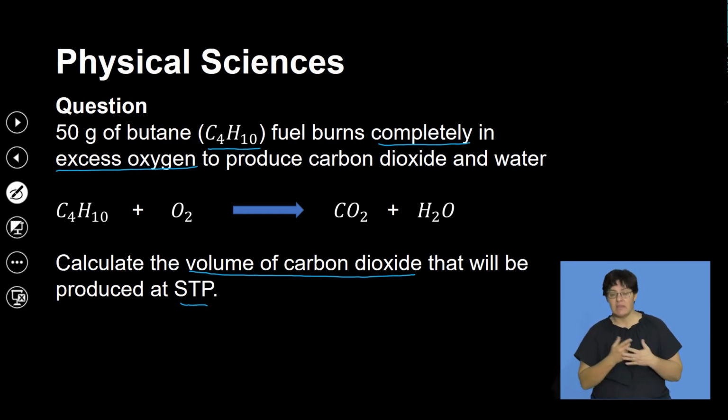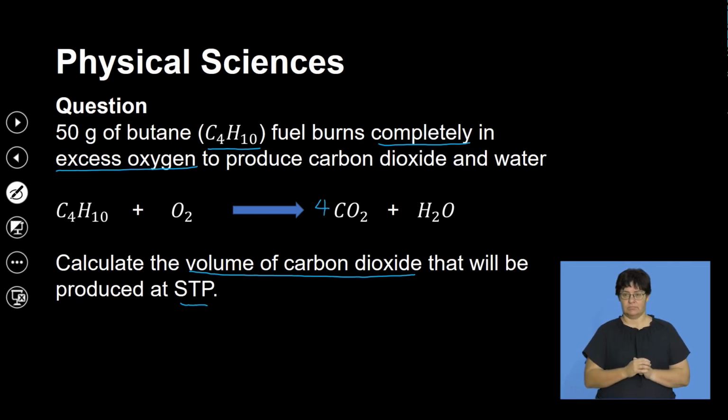Okay, let's check carbon. Carbon is 4 on the left, 1 on the right, so we need to do something. I'll be tempted to put a 4 there. Then carbon is sorted. What about hydrogen? We've got 10 hydrogen on the left and then 2. It means we'll need maybe a 5 there.